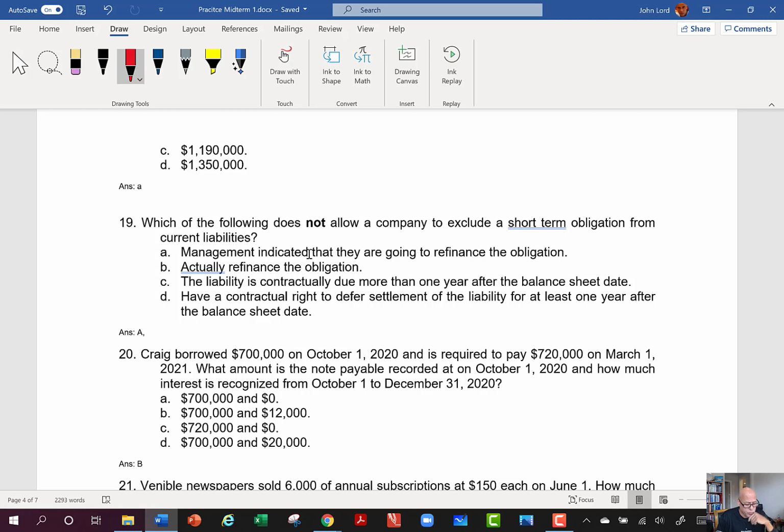Okay, so if those are the rules, let's go ahead and take a look. Which of the following does not allow a company to exclude a short-term obligation from current liabilities? In other words, does not allow you to put it down to the long-term section. So management indicates that they are going to refinance. Okay, management can indicate all kinds of things, guys. That is the worst possible evidence that they're going to be able to do it. And so A, I shouldn't cross it out. That's the right answer. That will not allow it.